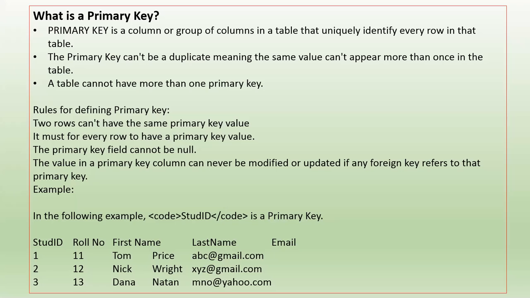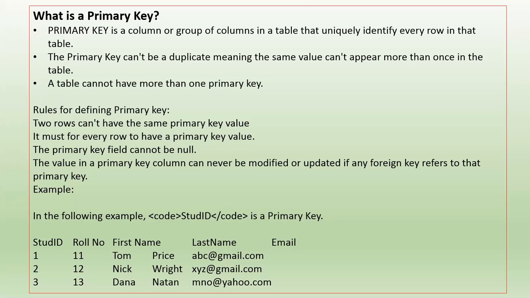Next is, what is the primary key? A primary key is a column or group of columns in a table that uniquely identify every row in that table. The primary key cannot be duplicated, meaning the same value cannot appear more than once in the table. A table cannot have more than one primary key.